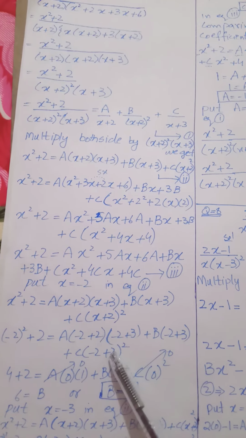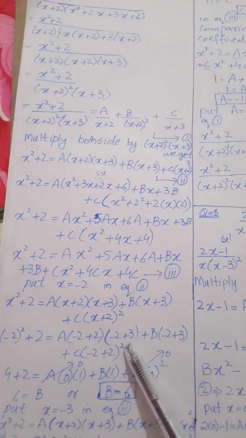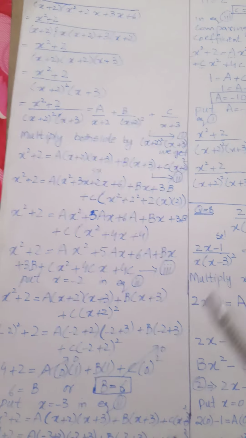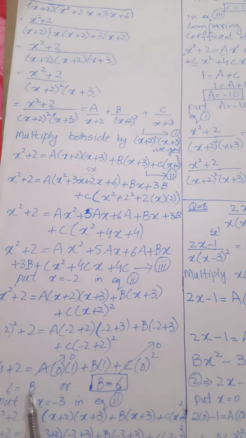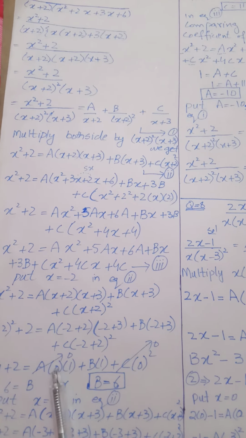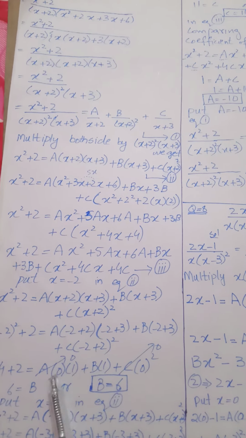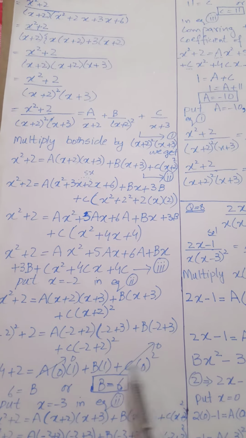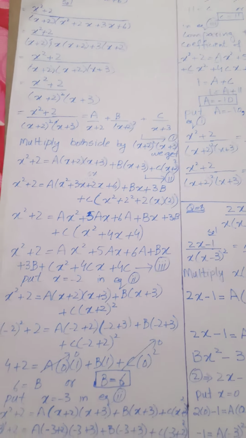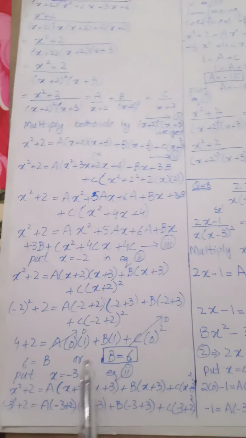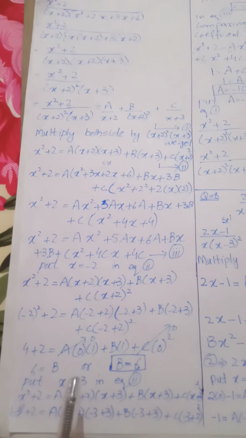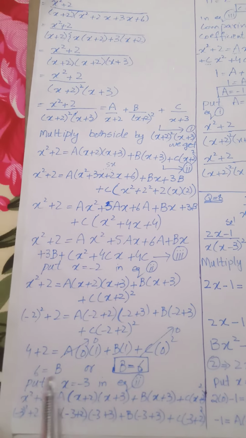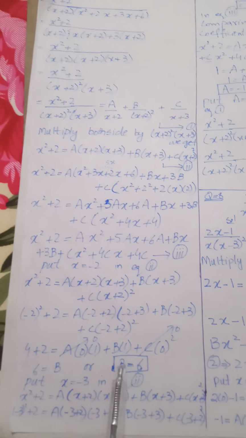Similarly, minus 2 plus 2 will be 0, and 0 square is again 0, and when we multiply with any value, this will be 0. So 4 plus 2 is 6, and this term will be 0 because minus 2 plus 2 is 0. Anything multiplied with 0 will be 0. And we know that in addition 0 is the identity, so 4 plus 2 is 6, and this is b. It means that 6 is equal to b, or b is equal to 6.